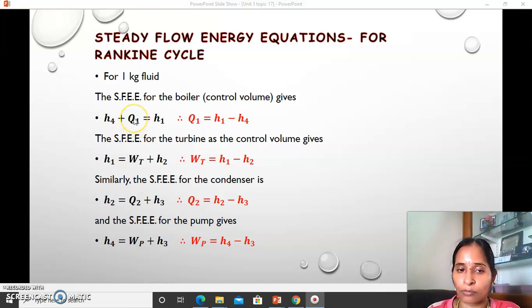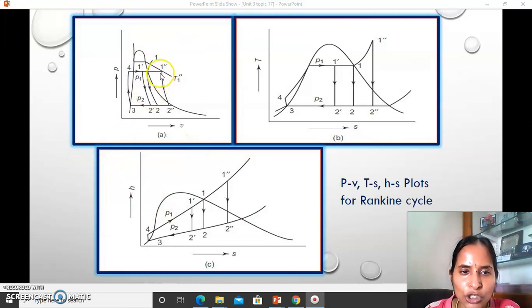Wherever there is a boiler or any thermal device, it is accompanied by flow energy wherever the flow takes place. Thus you can find the equation for Q1, which is nothing but H1 minus H4. Why H1 minus H4? H1 has higher energy than H4, so the heat supplied is the difference of H1 and H4.